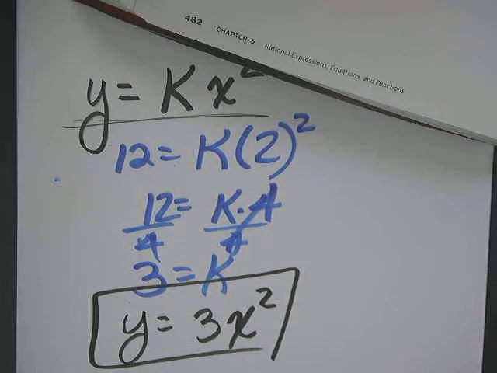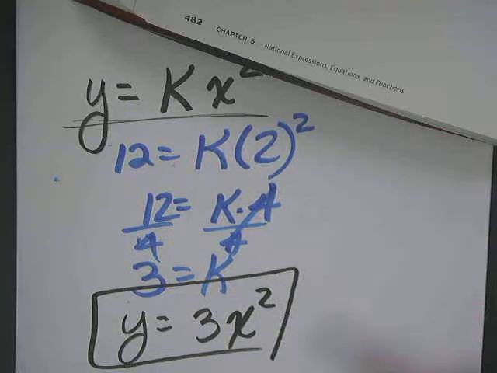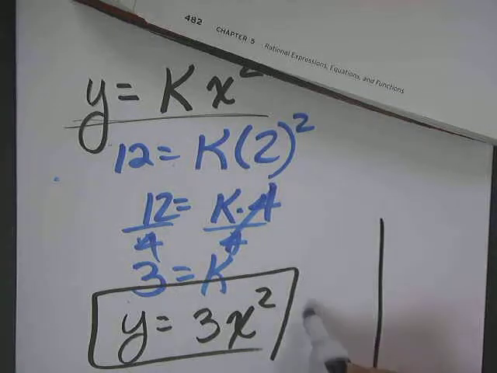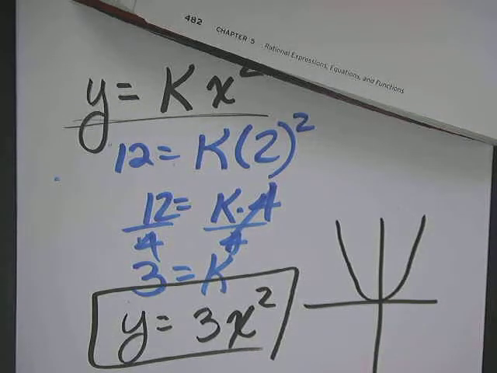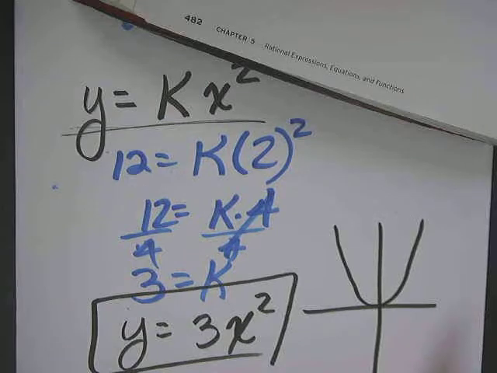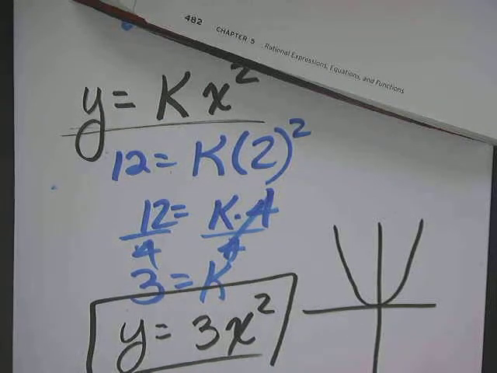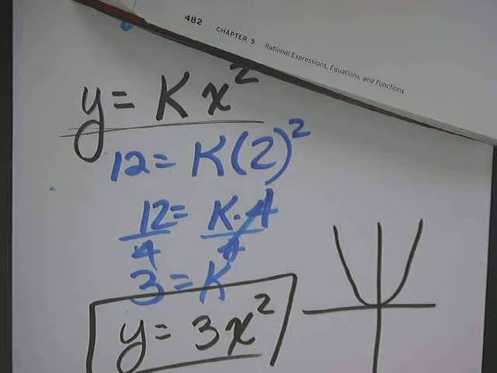So how would we write our equation? Y equals 3 times x squared. Right. Y equals 3x squared. You just put the K right there. If you want to see what it looks like on the graph, you put it on your graphing calculator and you see this thing that looks something like that.